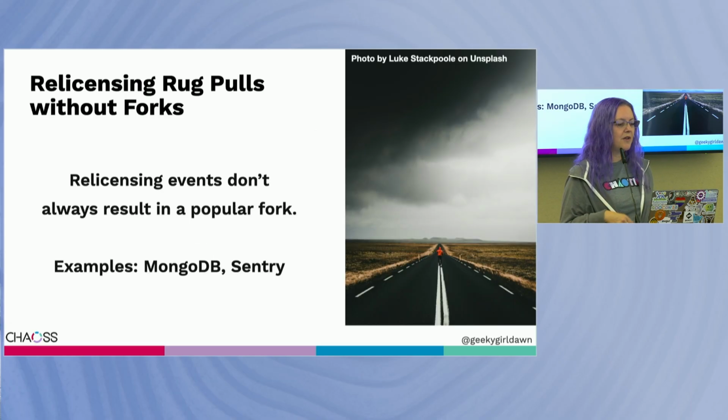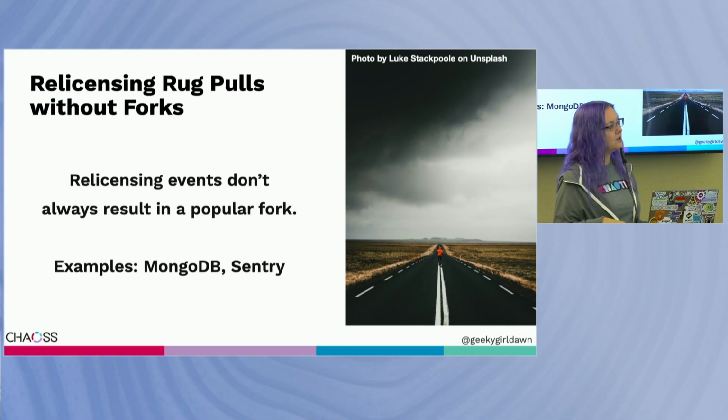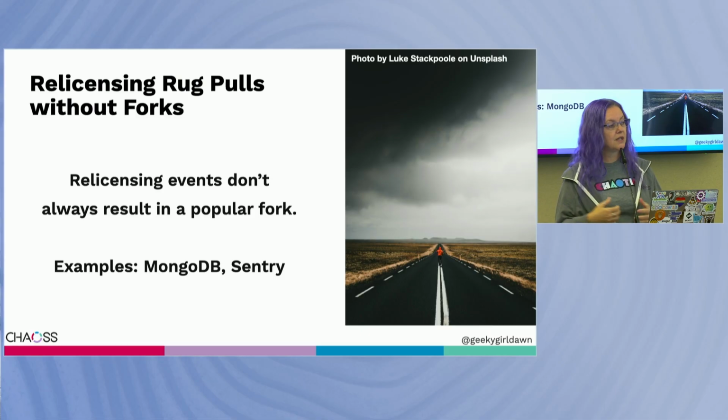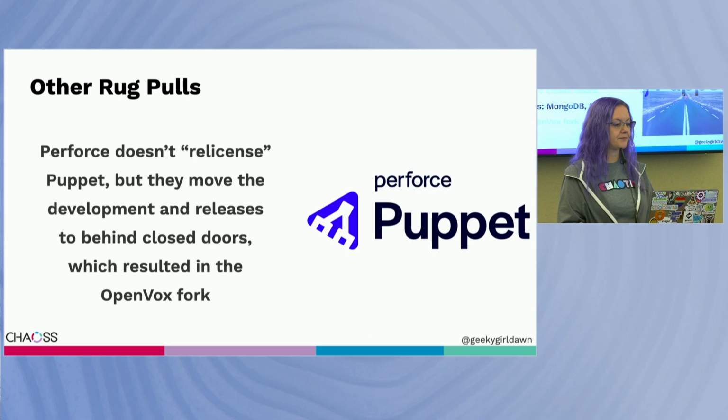Now, the research we've been doing within the CHAOSS project is focused on relicensing events that resulted in a fork of the original project. But it's important to remember that not all relicensing events and not all rug pulls result in a viable fork. And I'll admit that I haven't really spent any time looking into why some relicensing events result in popular forks and others don't. So I'm not going to go into much detail here, but it's important to remember that there are rug pulls that impact users and contributors that, for whatever reason, don't result in successful forks.